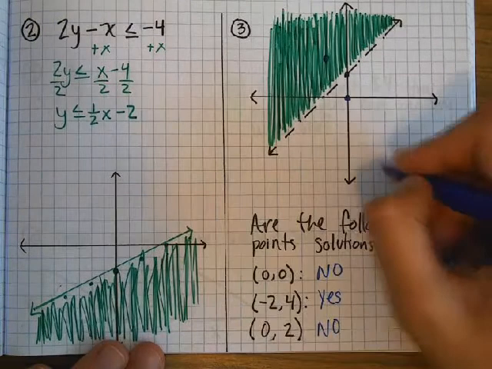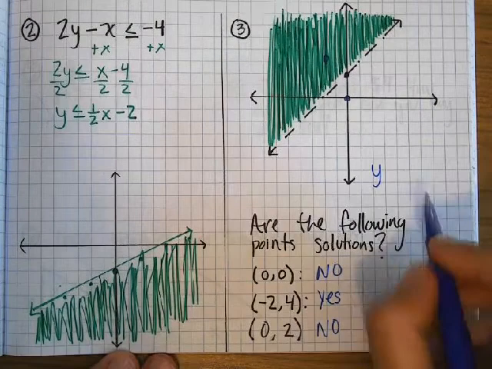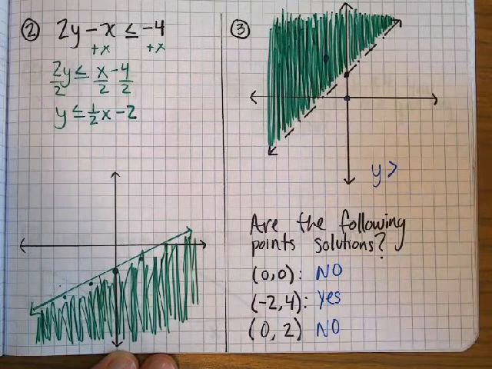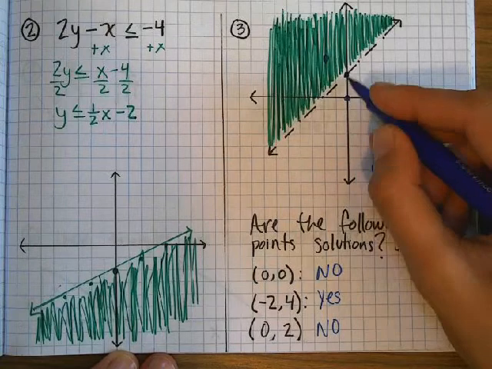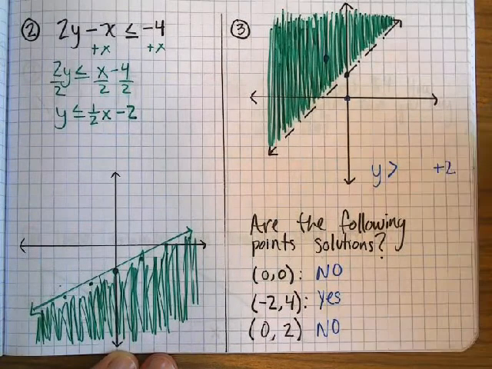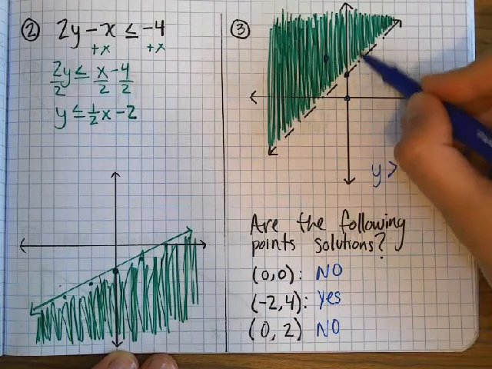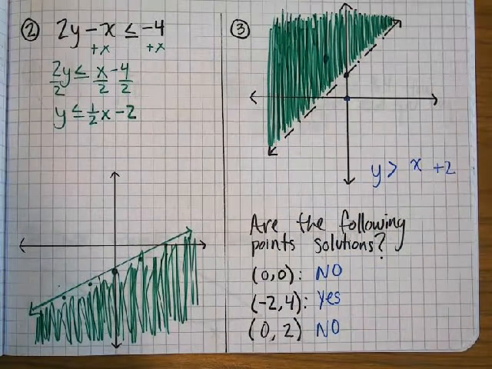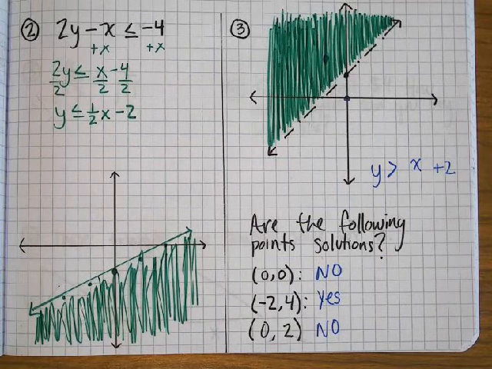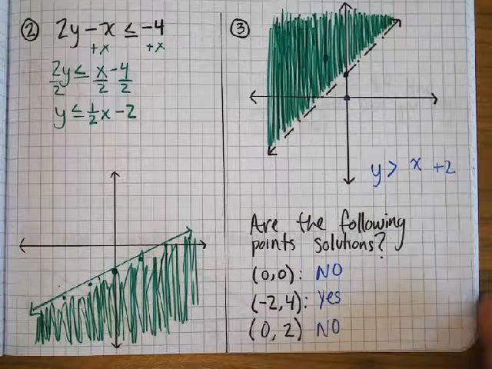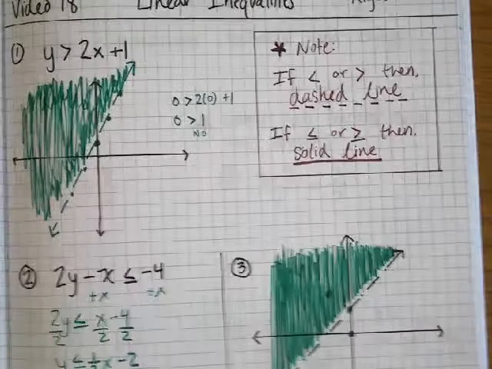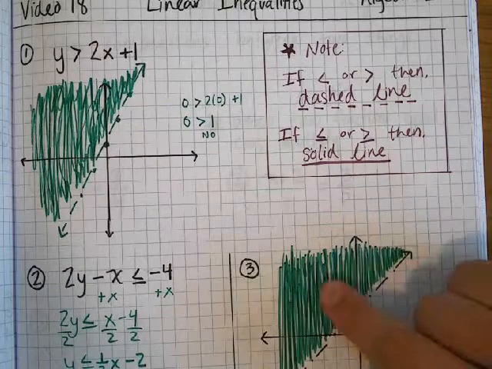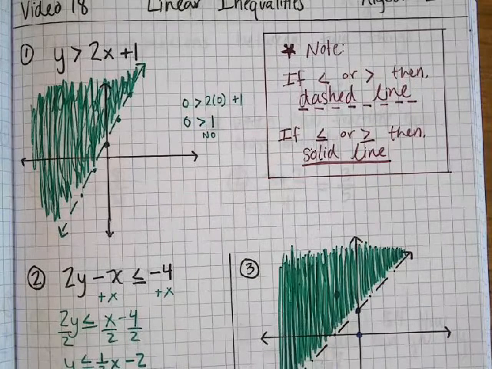Okay, and just for fun, let's go ahead and write out the equation of this. Okay, so we've got y. It's going to be greater than because we're shading above the line. And then my y-intercept is 2, so I'm going to go ahead and put my plus 2. And my slope, let's see, I go up 1 over 1. So it's just x plus 2. Okay? And that's graphing linear inequalities. The biggest thing for this is knowing whether or not to have a dashed line or a solid line, and don't forget to shade.